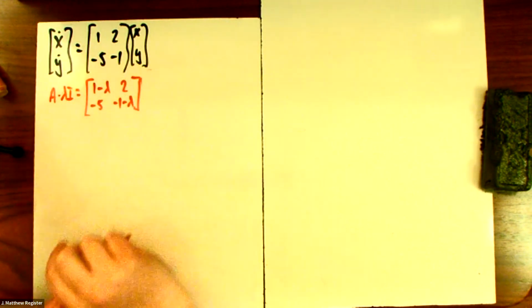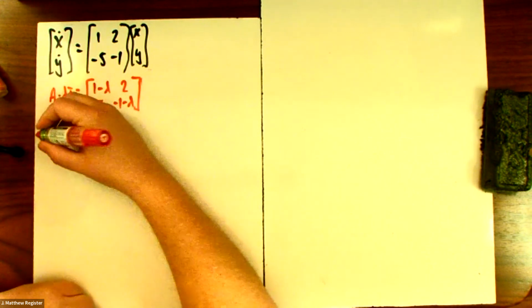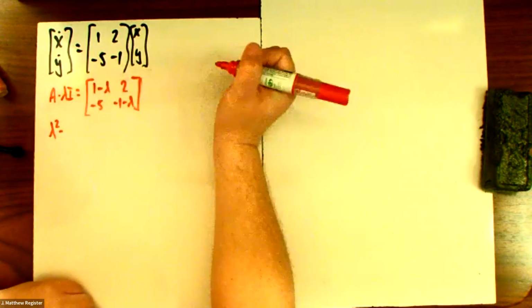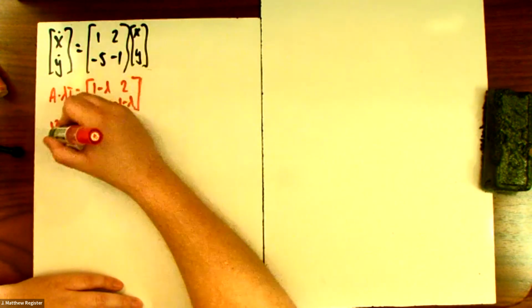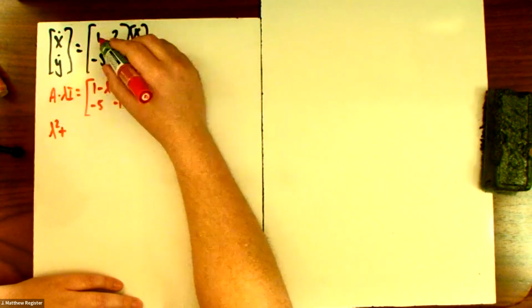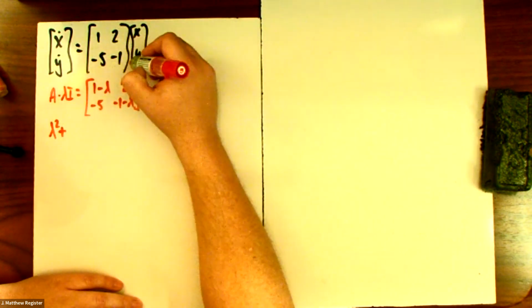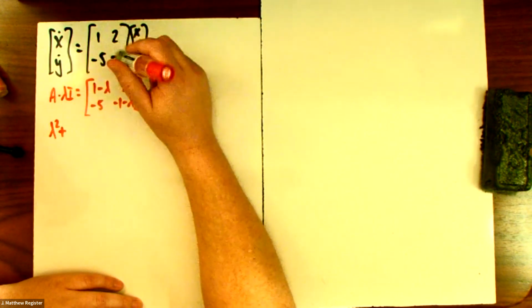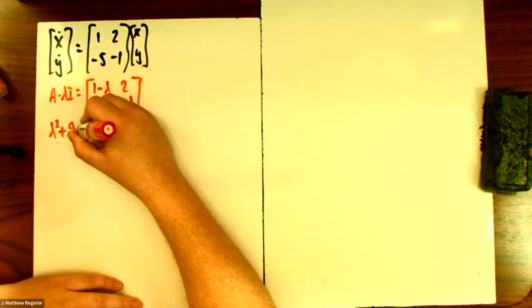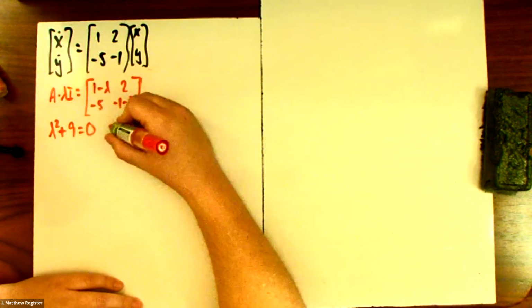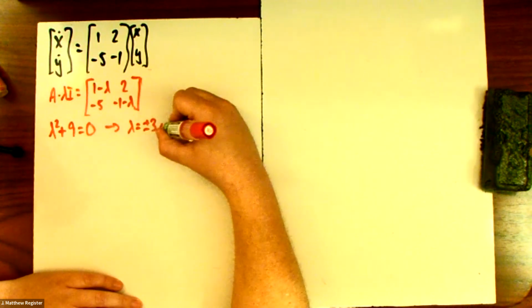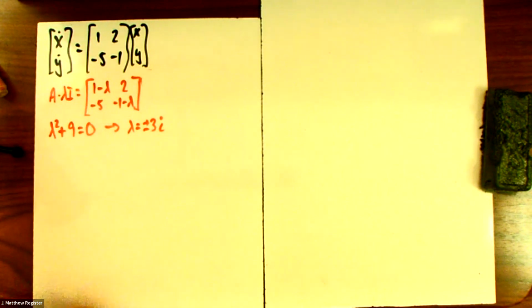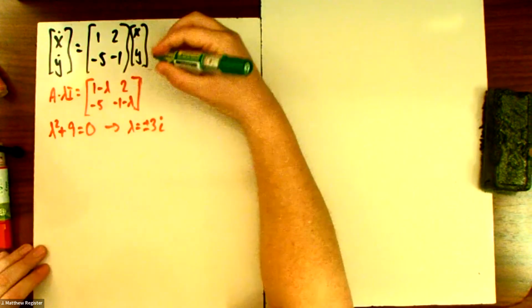Now we're going to find the characteristic equation, which is lambda squared minus the trace. The trace in this case is 0. Then it's going to be plus the determinant. The determinant is going to be -1, and then plus 10, so that's going to be plus 9. That gives us a lambda equal to plus or minus 3i. Because the real component is 0, we know that this is going to be a center.